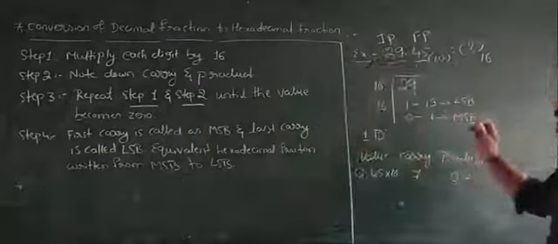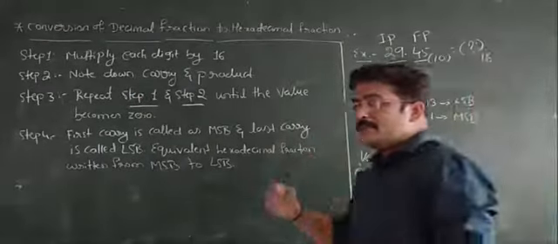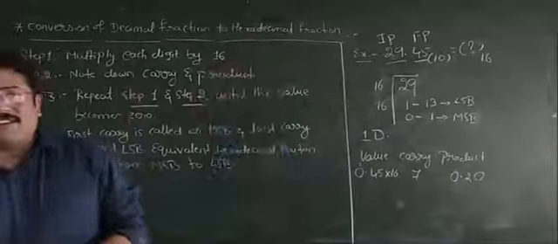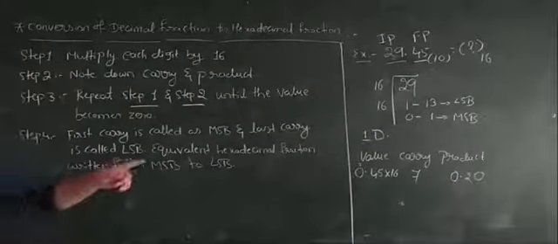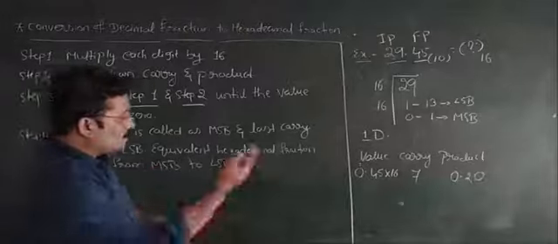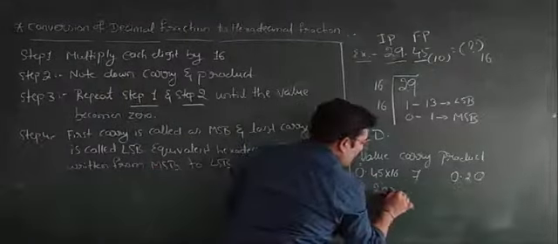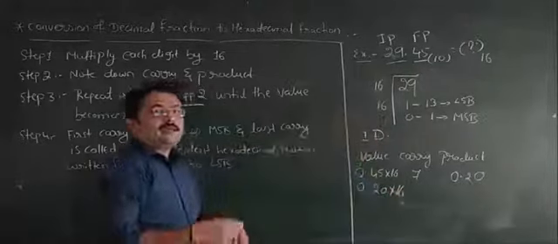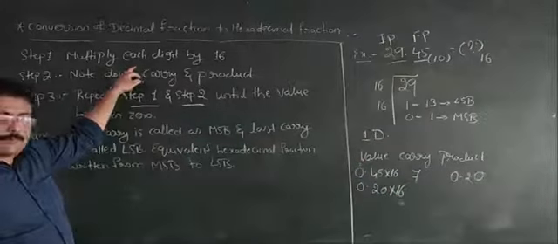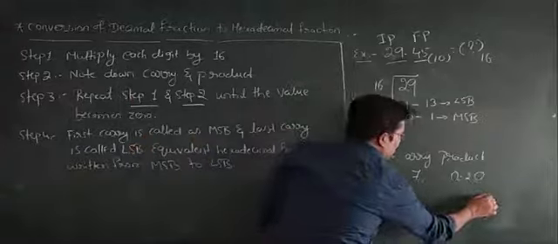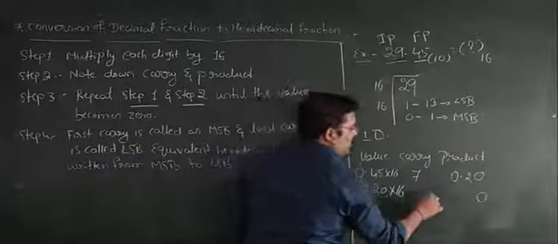After noting the carry and product, step 3 is to repeat step 1 and step 2 until the value becomes 0. So again, I take the product value 0.20 into 16. Again I should repeat step 1. So 16 zeros are 0, 16 twos are 32.